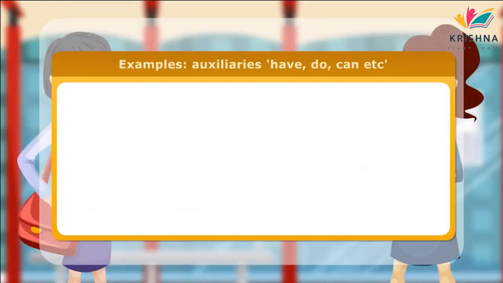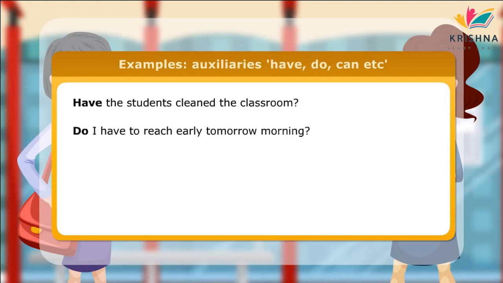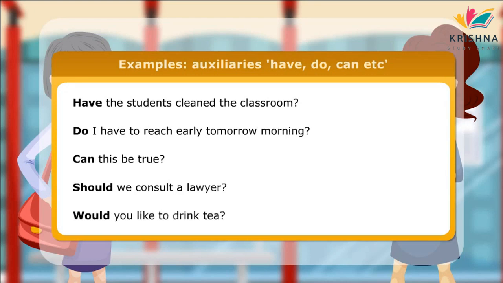Here are few more examples of use of auxiliaries have, do, can, etc. Have the students cleaned the classroom? Do I have to reach early tomorrow morning? Can this be true? Should we consult a lawyer? Would you like to drink tea?